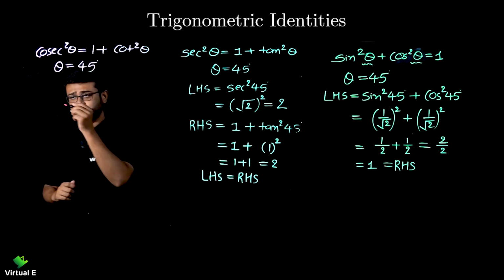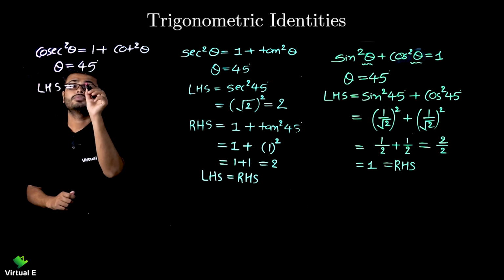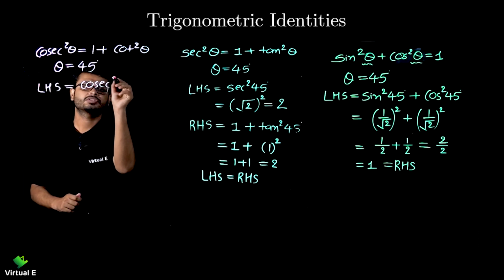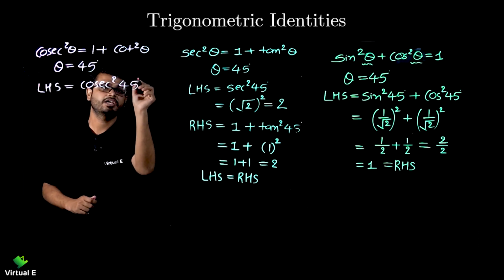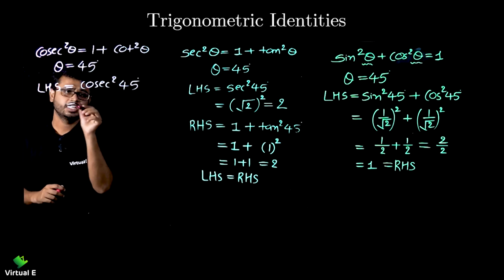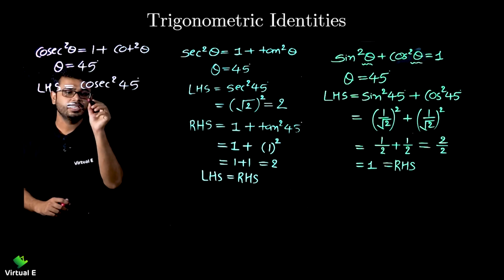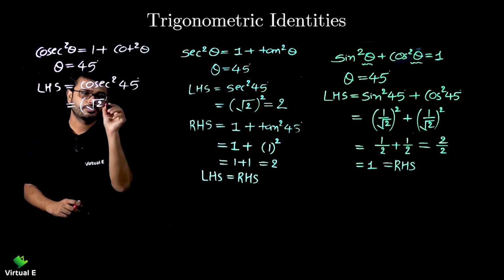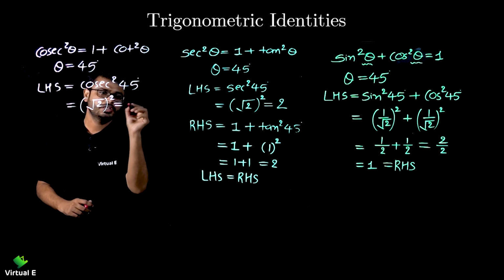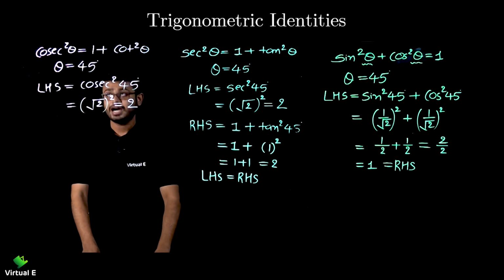Let's start with LHS. LHS is equal to cosec square 45 degree. Observe, we have taken the value of theta as 45. Now the cosec 45 and sec 45 values will be the same. So here root 2 whole square. So it is 2. Now let's verify for the RHS.